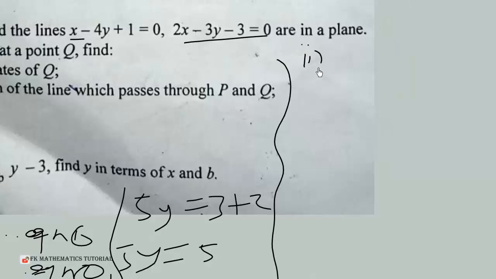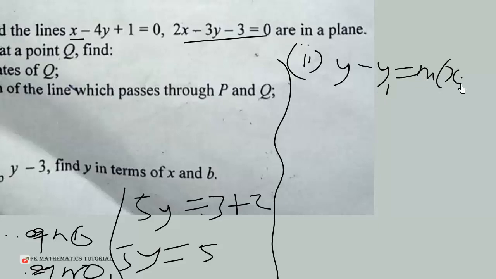Now that we know the coordinates of Q, we can find part two, the equation of the line that passes through P and Q, which is given by y minus y1 is equal to m into x minus x1.